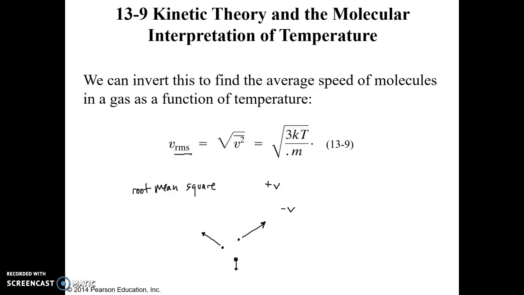And that root mean square is equal to the square root of 3kT over m. So again, the k, that's Boltzmann's, and the T must be in Kelvin. Don't forget that.